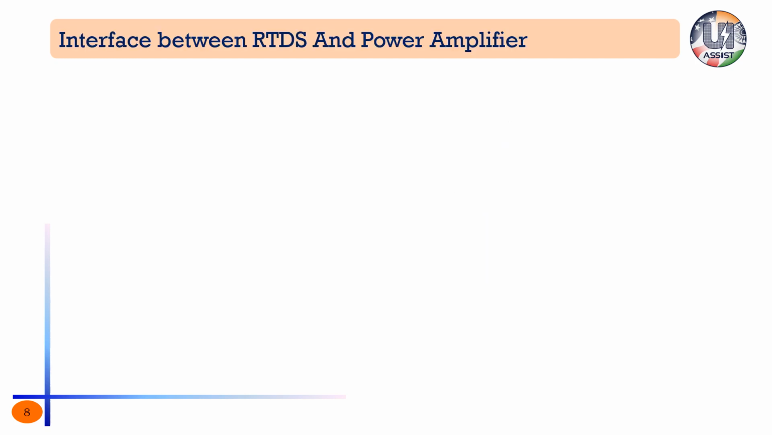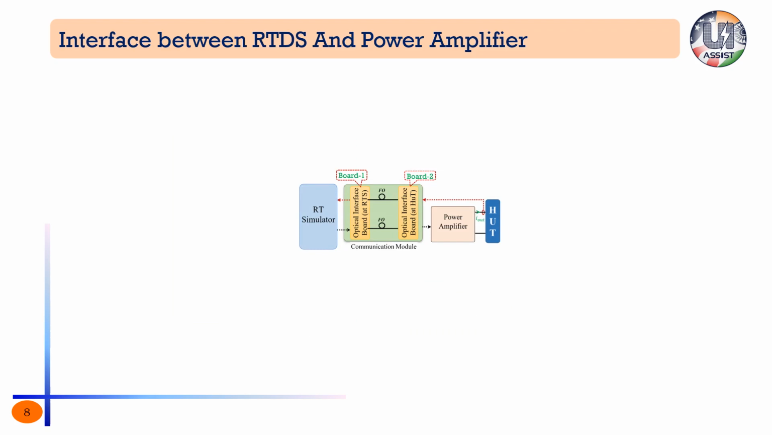First of all, we will start with the interface between RTDS and the power amplifier. This interface contains two optical interface boards. One is connected on the RTDS side and the other is connected on the power amplifier side. Both these boards are connected with fiber optic cables for duplex channel communication.